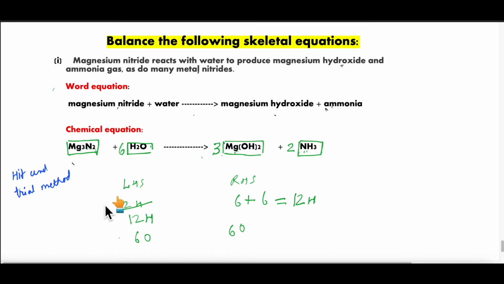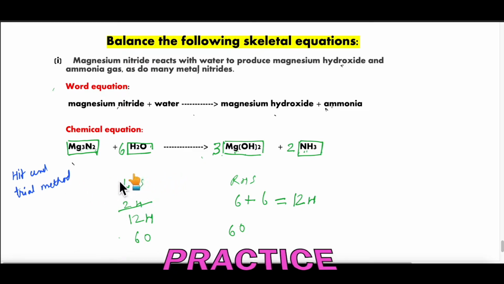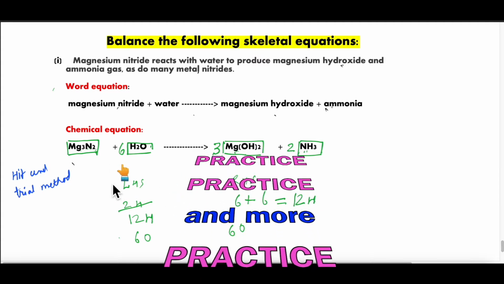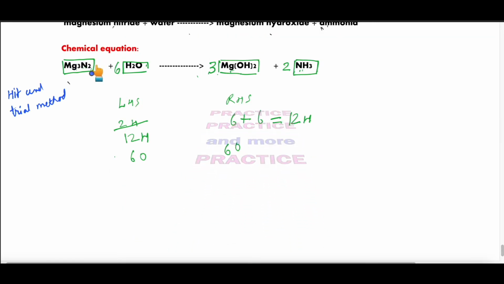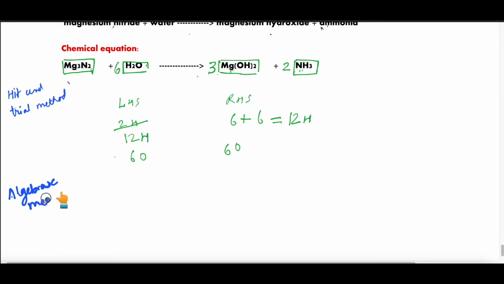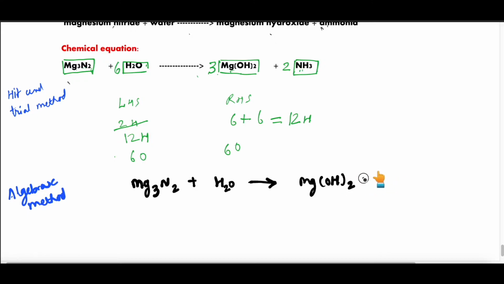So as I said, master this balancing skill just by practice, practice and more practice. Now let us balance the same chemical equation with the second method, that is the algebraic method, which you also call the ABCD method. First let me write down this chemical equation for you: magnesium nitride Mg3N2 plus water H2O gives magnesium hydroxide Mg(OH)2 plus ammonia NH3.